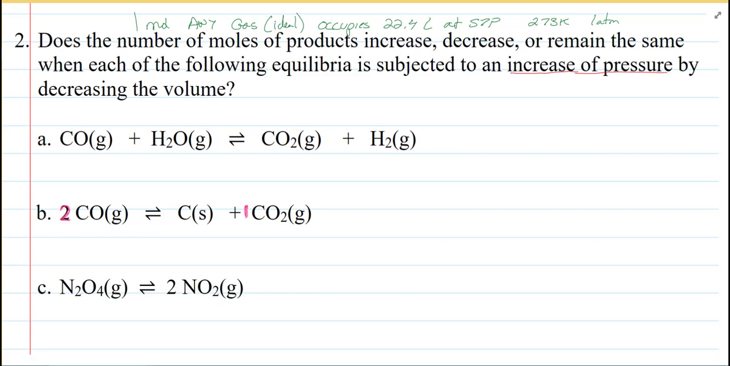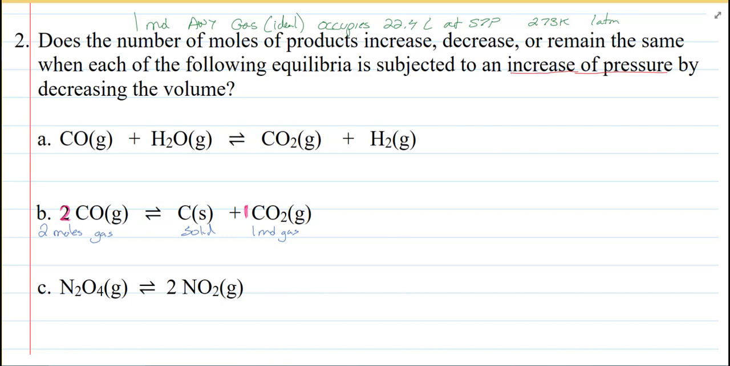So if we are going to increase the pressure by decreasing the volume, we want to go to a side that takes up less space. So 2CO gas has 2 moles of gas. For the product side, C is a solid, and it has 1 mole of gas. So technically speaking, the product side here is half the size of the reactant side because we only have 1 mole of gas versus 2 moles of gas. And solids are very, very small compared to gases. When we talk about density, solids are 1,000 times more.